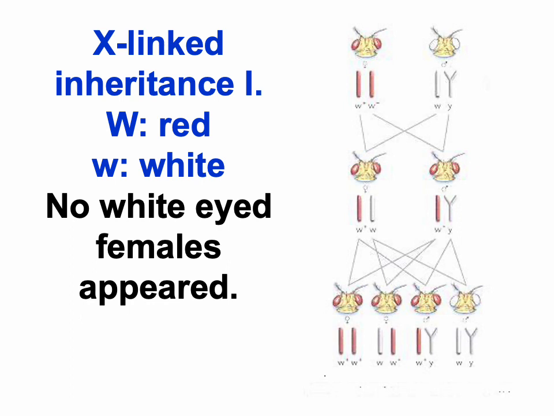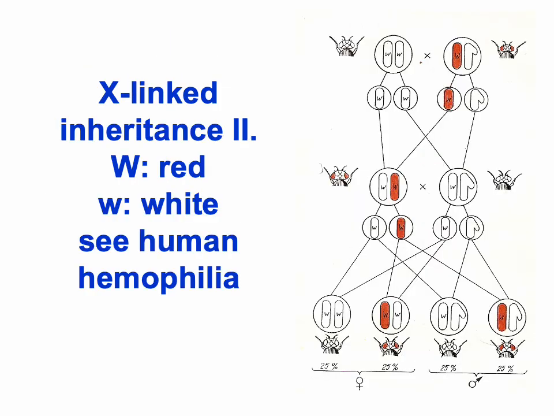So this is in detail the sex-linked inheritance 1, when the wild-type female was crossed with the mutant males, and you see that no white-eyed females appeared. And the second version, when the white-eyed female was crossed with the wild-type red-eyed males, this is the second version. We have to mention also the human hemophilia as an X-linked inheritance.